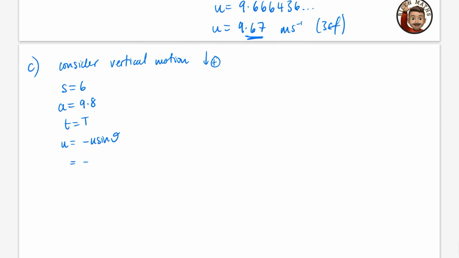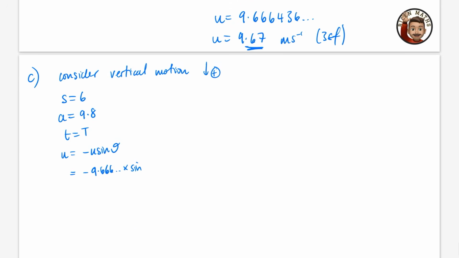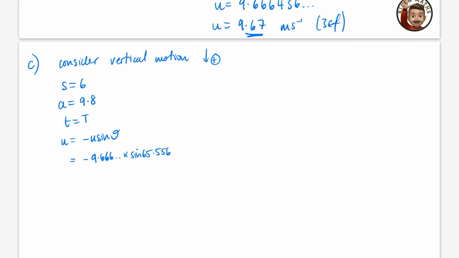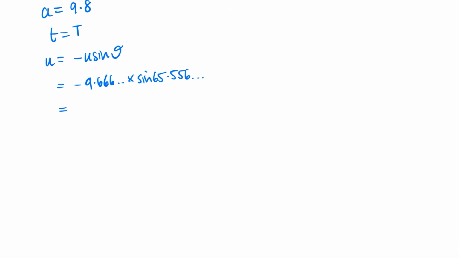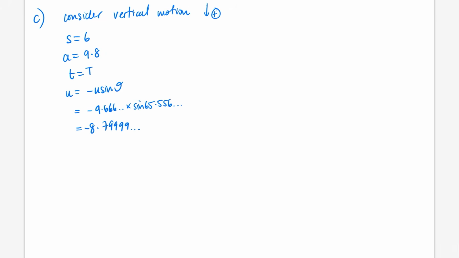And we actually know that u is 9.666, and sine theta will be the sine of 65.556. So I'm actually going to calculate that right now. I've got the 9.666 on my calculator. I'll multiply that by the sine of 65.556. And we've got that it is 8.79999, with a negative, of course.